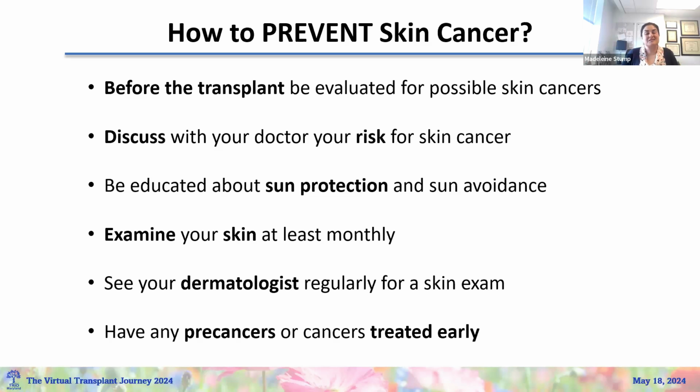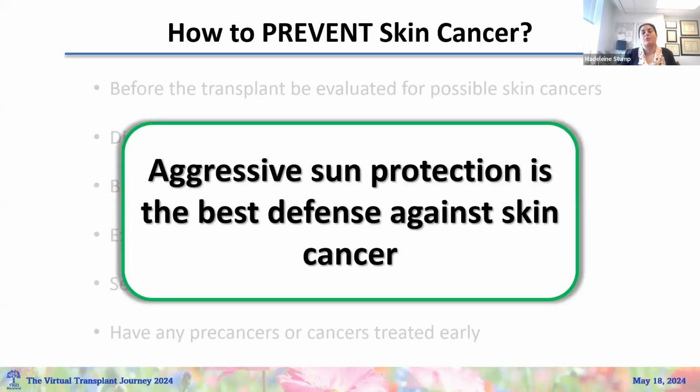Examine your skin at least monthly and see your dermatologist regularly for a skin exam. Because if we detect those subtle areas I showed you, the subtle skin cancers, they are early cancers. If we can detect pre-cancers or cancers early, this is the best, as we have most types of treatment options available to us at that time. We can also talk about ways of preventing and decreasing recurrence. The most important thing, however, is aggressive sun protection. That's the best defense against skin cancer.